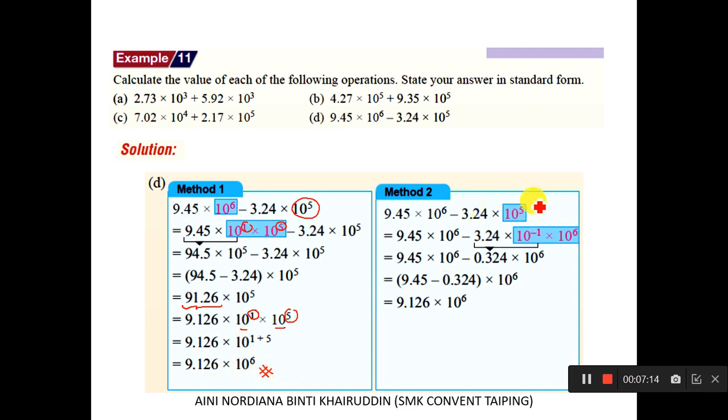For method 2, for 10 to the power of 5 here, we change to 10 to the power of negative 1 times 10 to the power of 6. So this one, we want both equal to 10 to the power of 6. Next, 3.24 times 10 to the power of 1 equals 0.324. So now both are 10 to the power of 6. So we just minus the numbers. So this is already in standard form. So it's up to you which method you prefer to solve the exercise.